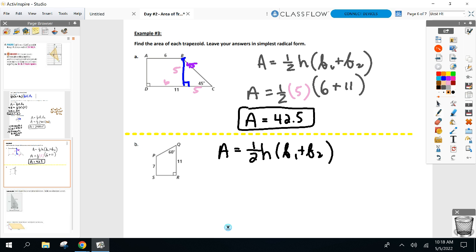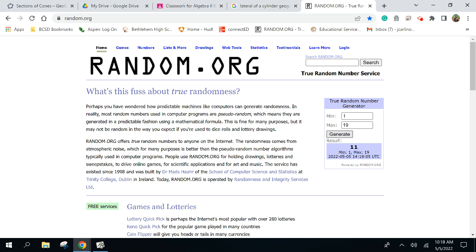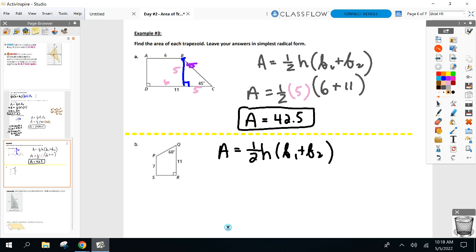Can I use the 7 and 11 anywhere? You can subtract 7 from 11. Whoa, just in the formula. Don't be a superstar here. Yeah, you can add them together. Good. Those are my bases, 7 and 11. Same thing as the last trapezoid. I do have SR as a height, but I probably want to draw one in from P as well.